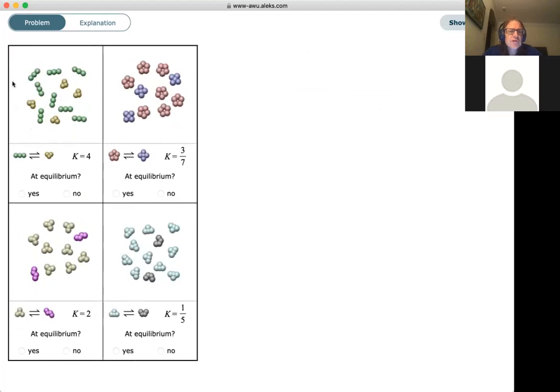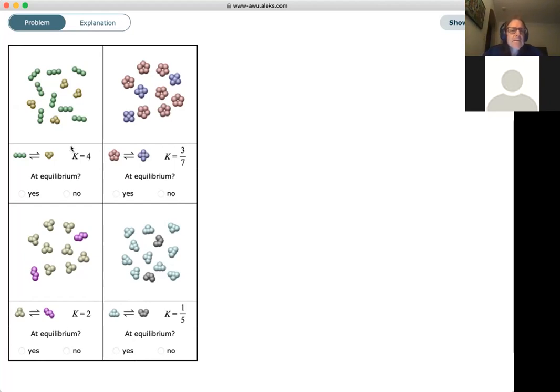So for the first one here on the top left, you just have to answer whether it's at equilibrium or not. They give you the value of K, which is 4, meaning that the product concentration divided by the reactant concentration is 4. Now, remember when you write the expression, you can have a squared value in there or a cubed value in there. We're assuming here that it's just one of this turns into one of that. So the coefficients are 1. So that's why we can just say product over reactant.